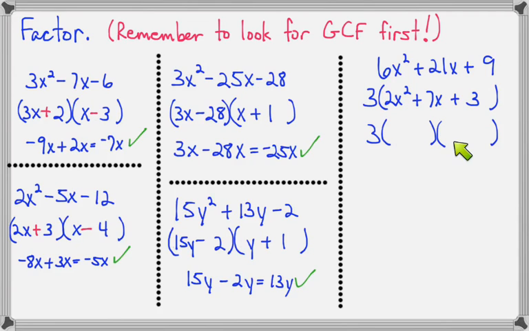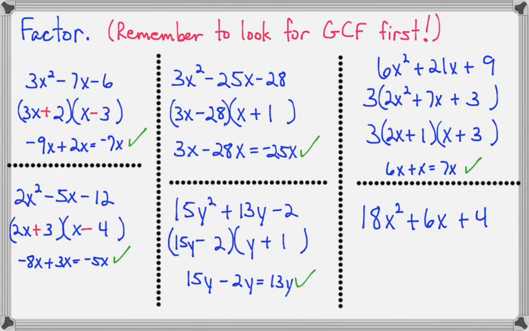So first times first is going to have to be 2x times 1x. The signs are going to both need to be positive. And last times last is going to need to be 3. So I've arranged it this way, and let's check. Outer times outer is going to be 6x. Inner times inner is going to be 1x. So 6x plus 1x is 7x. That's the correct middle term. So this one is correct on the first try.